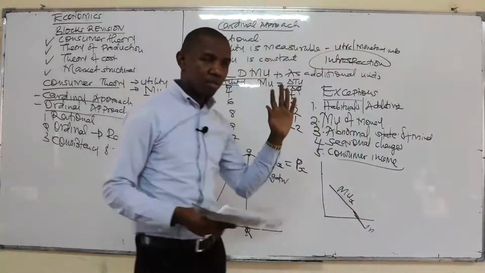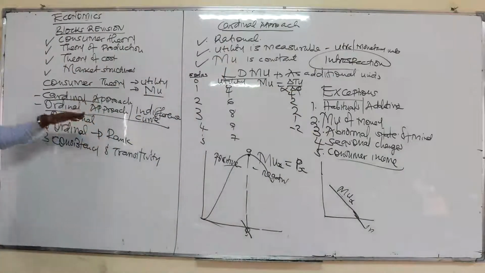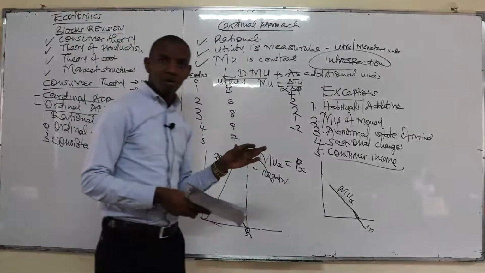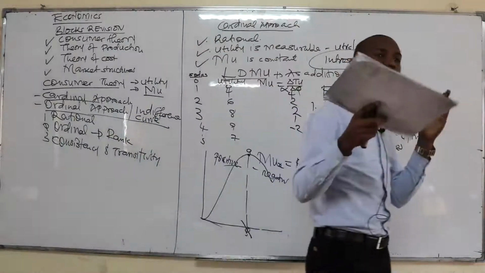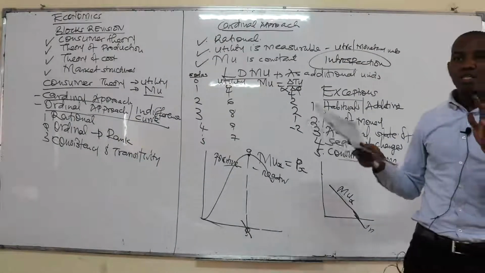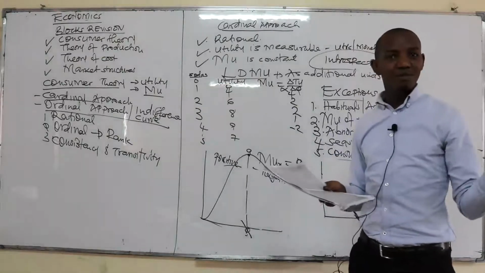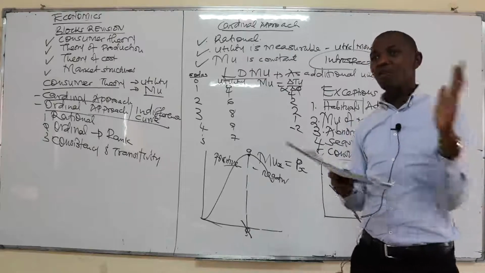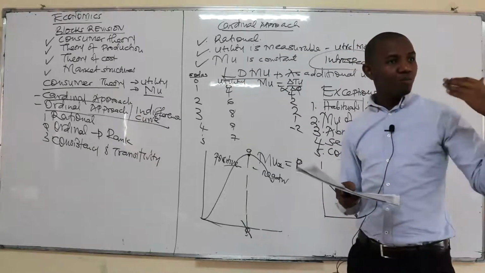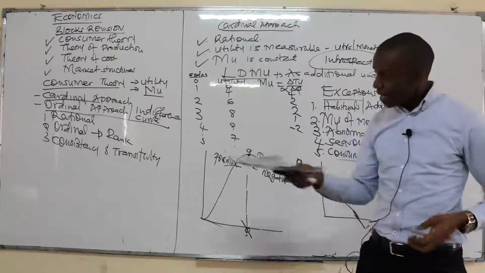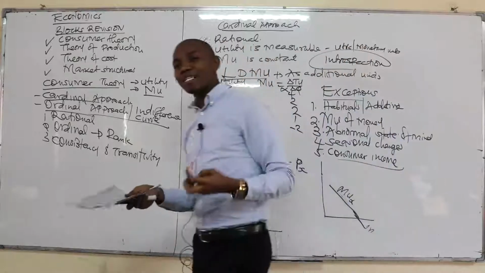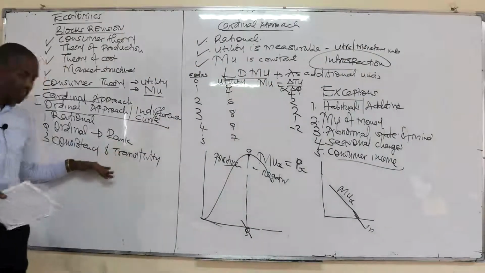Now, listen, when we're talking about the ordinal approach or indifference curve, in this case, we normally base on two commodities. Because a consumer will be said to be indifferent if he is consuming different types of goods. Sawa sawa. In that case, you consume good A or good B. In that case, the consumer will be said to be indifferent. And that is where indifference comes in. Are we together?